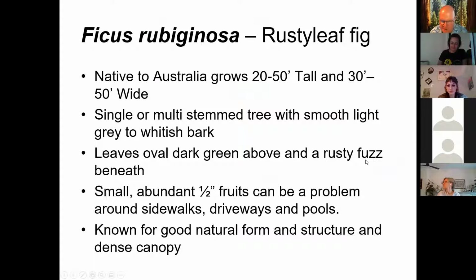So native to Australia, grows 20 to 50 feet tall and 30 to 50 feet wide. Single or multi-stem tree with smooth, light gray to whitish bark. Leaves oval. They don't have the same point, and they're not as big as the Moreton Bay fig. And they have much more prolific rust on the underside. Small, abundant, half-inch fruits can be a problem around sidewalks, driveways, and pools. Known for good natural form and structure and dense canopy.